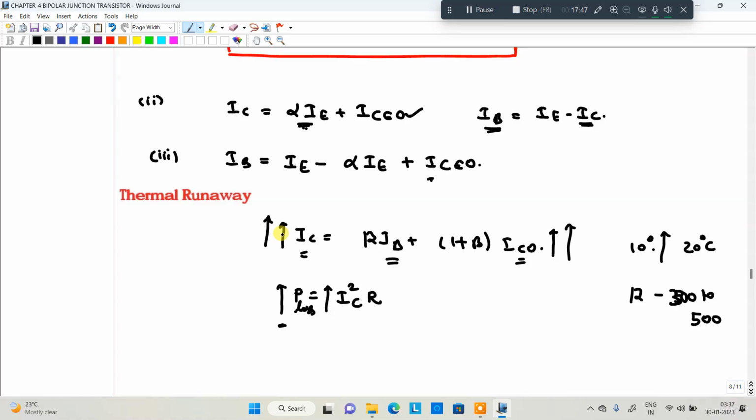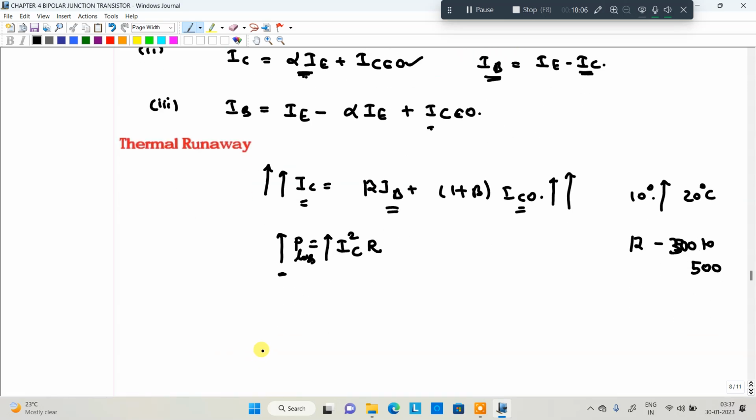That means that it is a repeated process. That is a thermal runaway. Thermal runaway means that whenever the temperature increases further, the transistor is going to be damaged. It is unstabilized and the transistor is going to be damaged. That is called a thermal runaway. Is everyone clear about what exactly thermal runaway is?